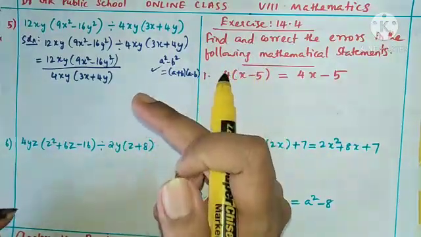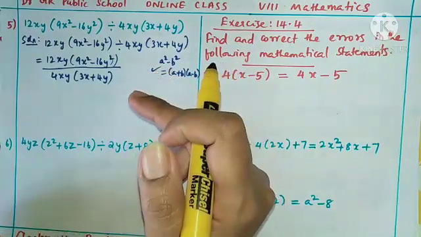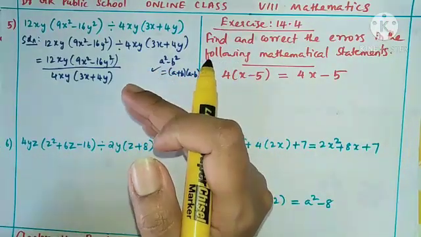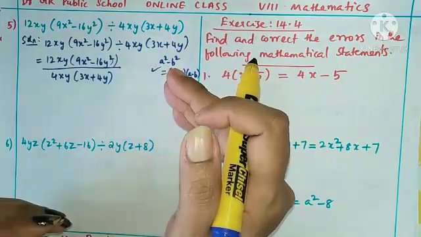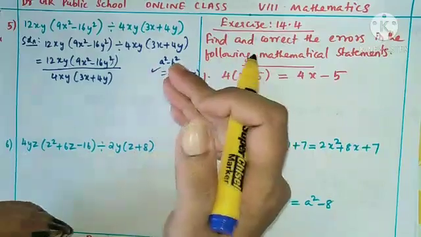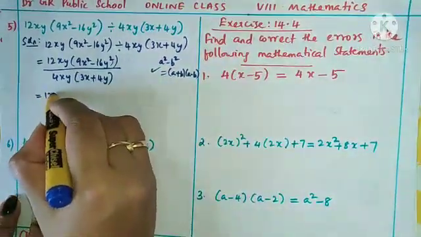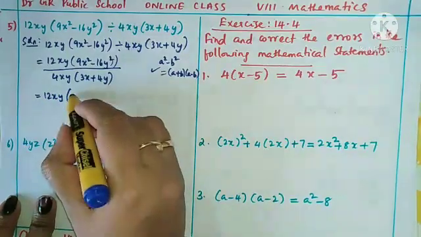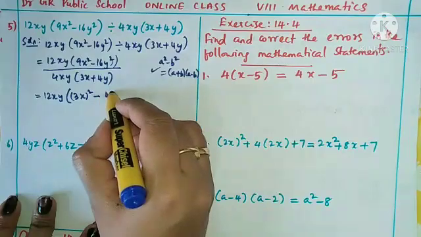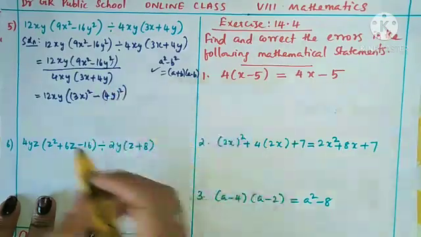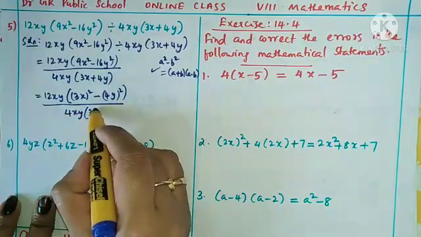9 is the square of 3. 16 is the square of 4. So 9x square we can write as 3x the whole square. Okay. 16y square we can write as 4y the whole square. Okay. So that we are going to do in the next step. 12xy into 9x square I wrote 3x the whole square minus 16y square I wrote 4y the whole square by 4xy into 3x plus 4y.